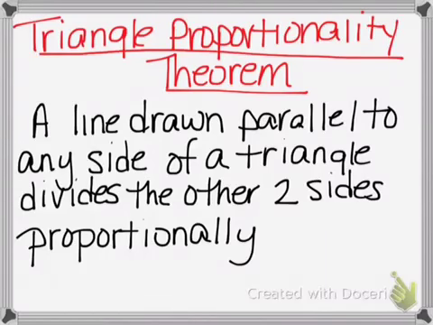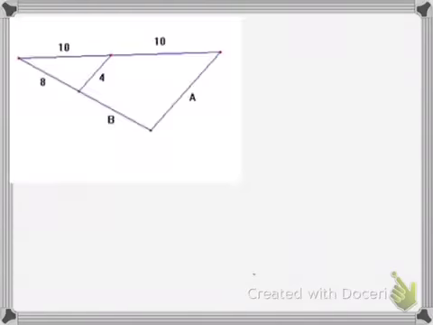Okay, today we're going to work on the triangle proportionality theorem, which says a line drawn parallel to any side of a triangle divides the other two sides proportionally. And remember, proportionally means they're going to be equal fractions. So last night you proved the triangle proportionality theorem, and tonight we want to apply that proof. So here's our first example.